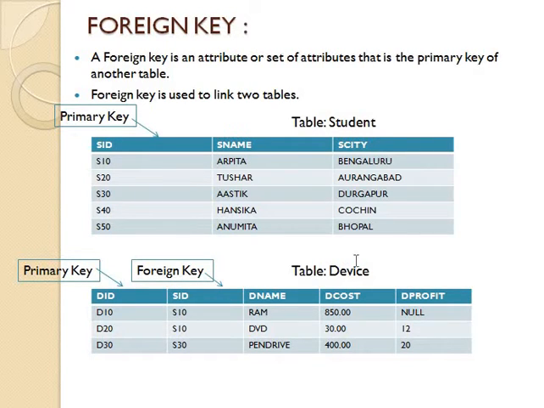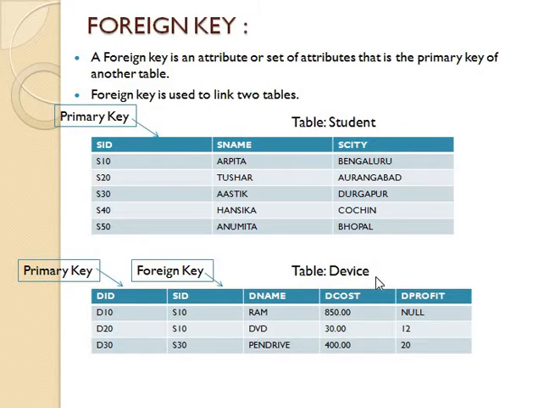Similarly, for the table device, the column DID acts as the primary key. This is because all the entries of this DID column are distinct or unique. There are no duplicate entries for this DID column. And once we have got the primary key columns DID and SID for both these tables, student and device, we shall use another key to link both these tables, and that key will be the foreign key.